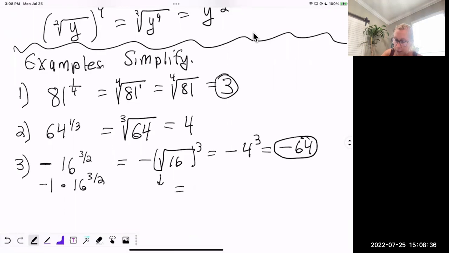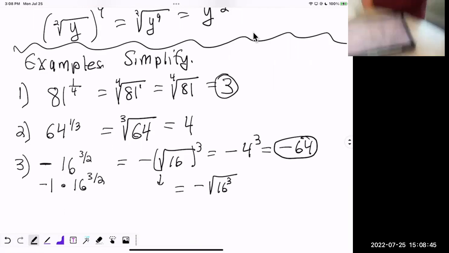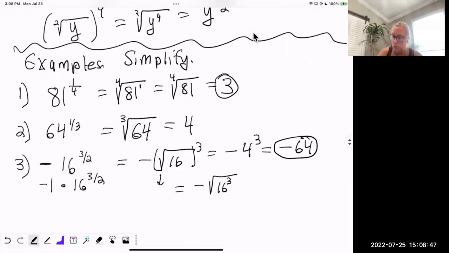Now we could do it the other way. Negative 16 to the 3rd. They mean the same thing. I don't have my calculator, do I? No, I don't know what 16 to the 3rd is. I don't like this way because it gets to be a big number. Anybody have 16 to the 3rd? Tell me what it is. 4,096.